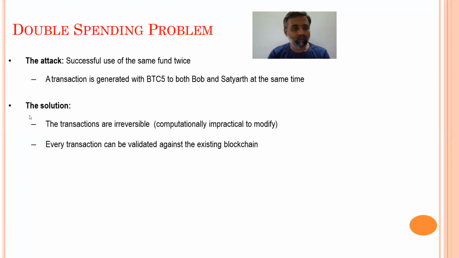So the solution we have, as I said, is that in the blockchain the transactions are irreversible, that you can't change the blocks with the hardware we have. So we can say that it is computationally impractical to modify the blocks. Every transaction can be validated against the existing blocks. So at the level of the transaction also, validation can be done.